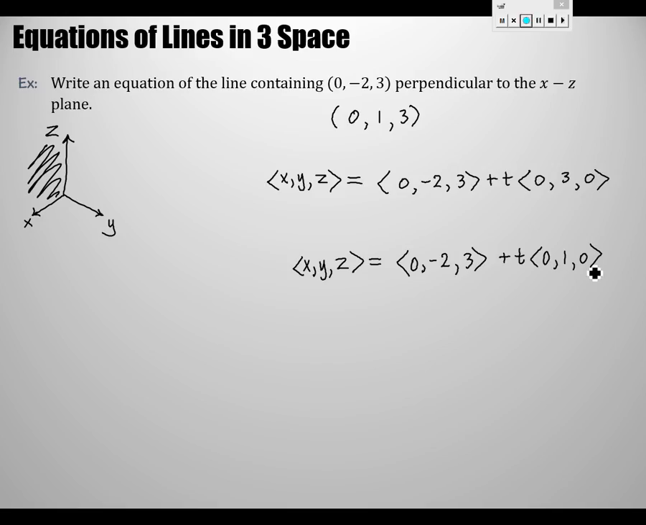Would you like to use a different point here? That'd be fine. You want to use like 0, 0, 3? You could use that as the position vector. All of those describe the same line, don't they? We're at different places at different times on the line, but they all describe the same line.